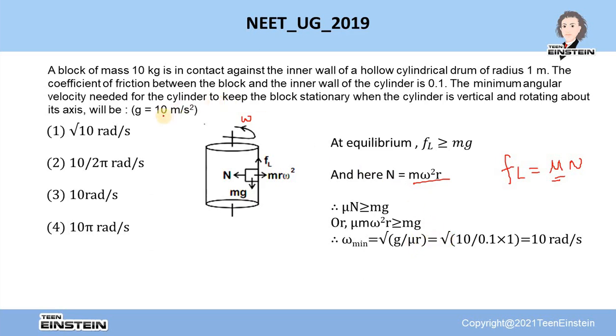So g is given as 10 meter per second square, mu is 0.1 and r is 1 meter. So if we put all the values and do a little bit of simplification, we get that the minimum angular speed will be 10 radians per second, and hence the third option will be the correct answer for this question.